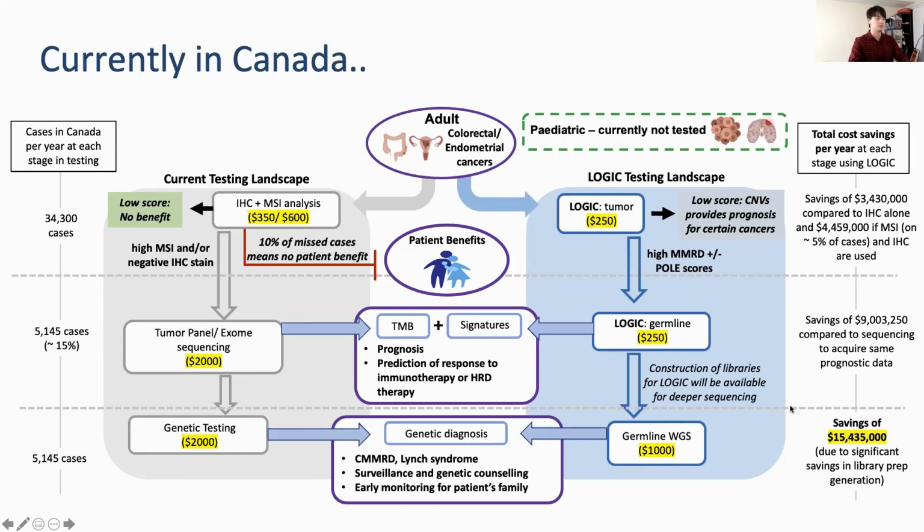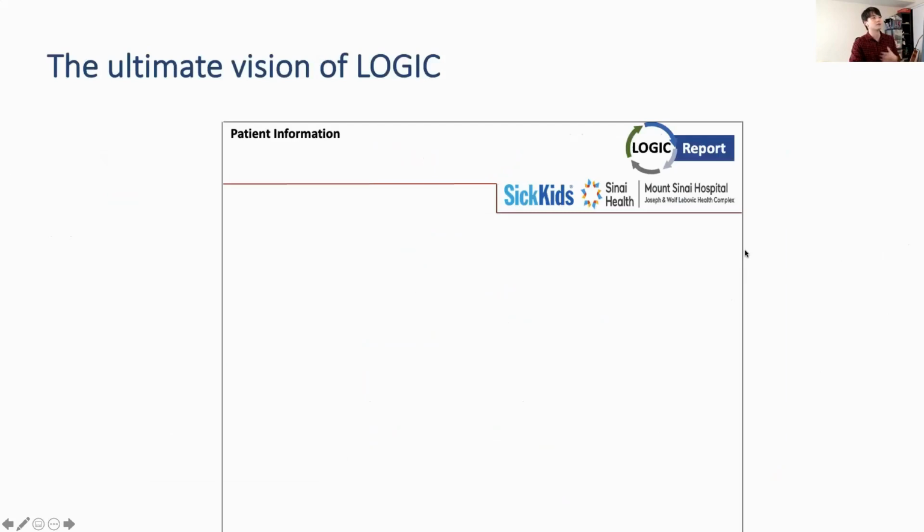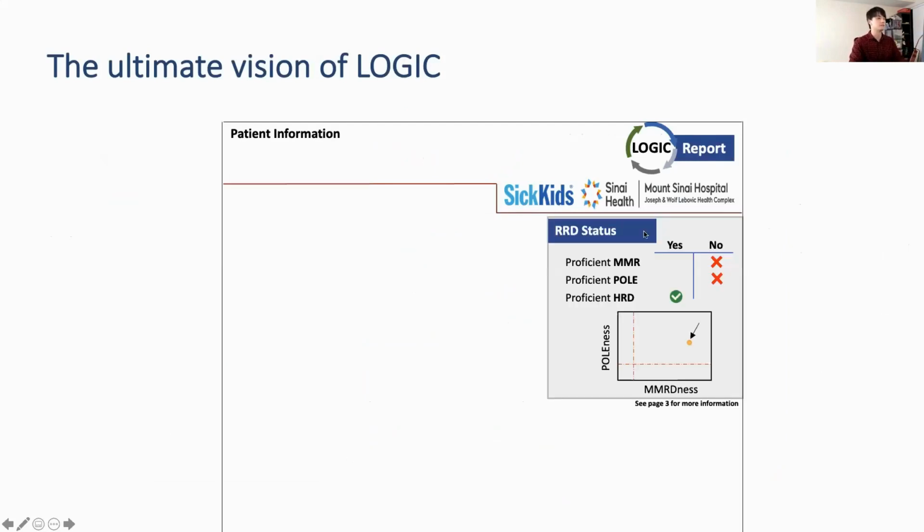It's an amazing tool that can really benefit, I think, society in general as well. And now my ultimate vision of what logic can do is that we want to create a report using logic for every single patient who would be suspected of having this syndrome. So first, I hope you're familiar by now with the MMRDness and poliness. We use that to determine their MMR or polymerase proofreading deficiency.